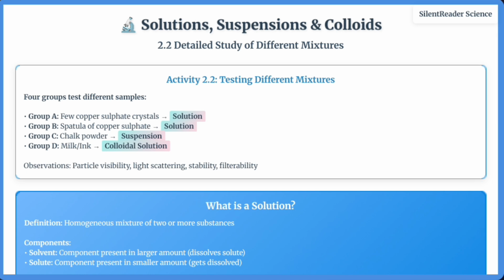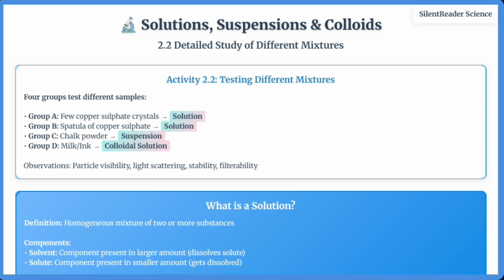Now let's explore different types of mixtures in detail through Activity 2.2. When we test different samples, copper sulfate crystals, chalk powder, and milk, we get three different types of mixtures: solutions, suspensions, and colloids. Solutions are homogeneous mixtures with very small particles that don't scatter light.